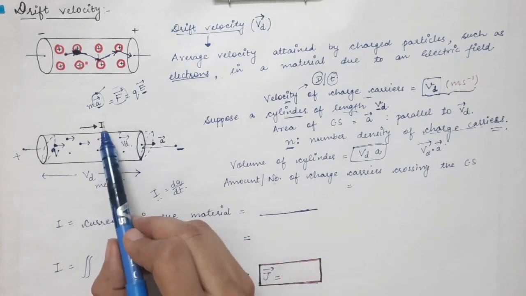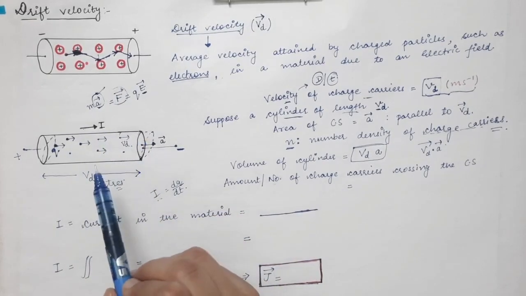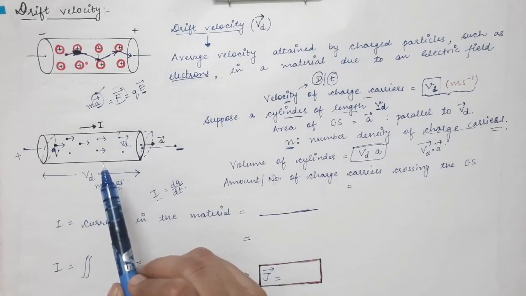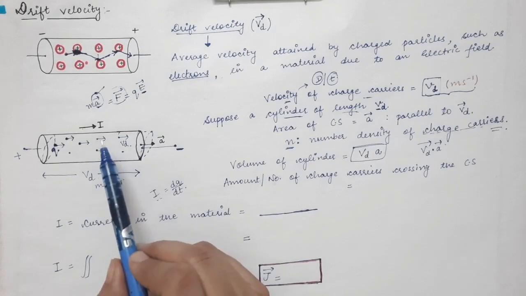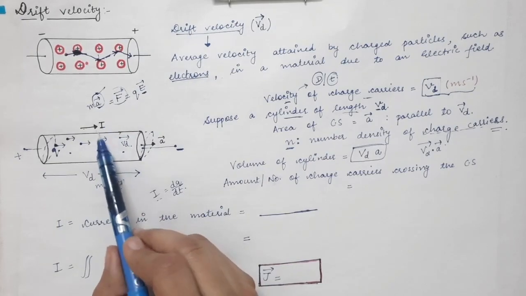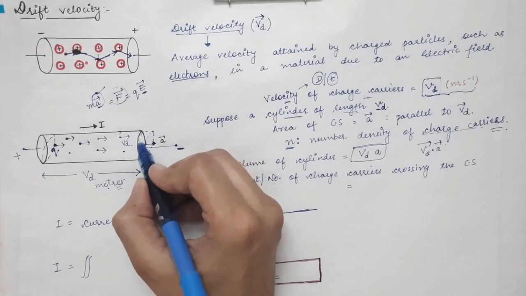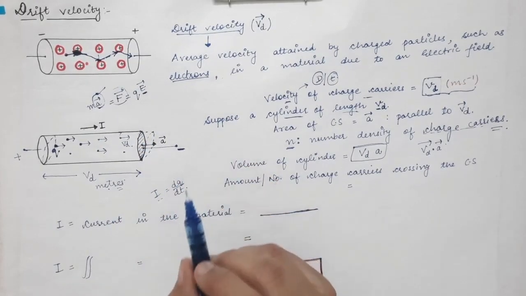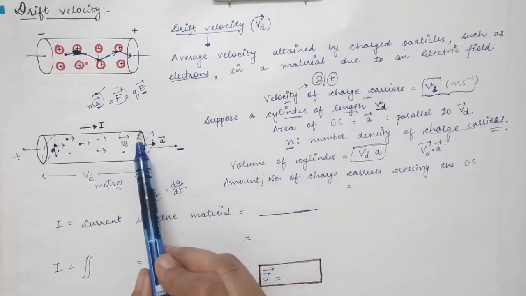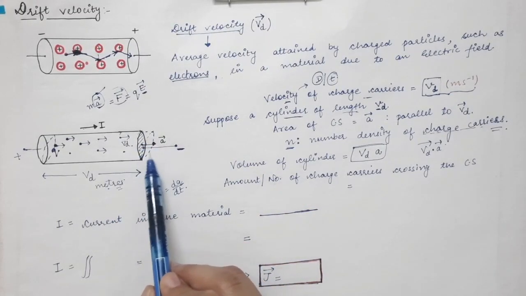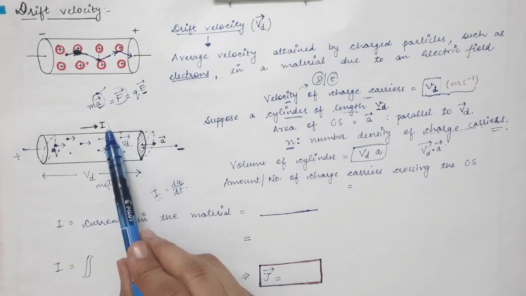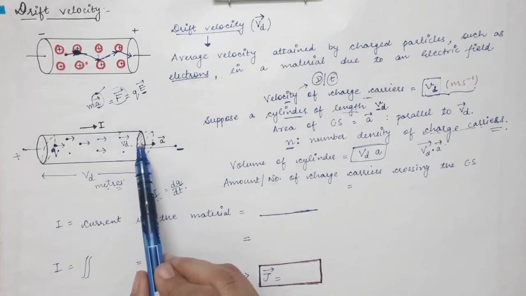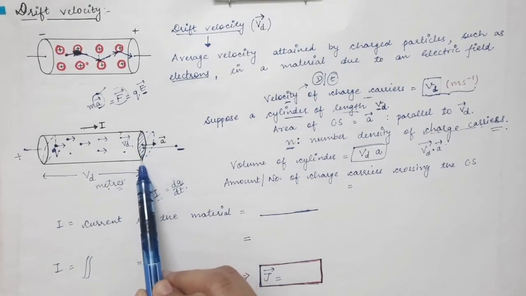So I is the current which is flowing through this conductor, that is, through the cross section of this conducting material. The amount of current through the cross section is given by capital I. So this is the cross section of this conducting material. The amount of charge which is crossing this cross section in unit time will give me the current. So my task now is to find the amount of charge which is crossing this area in unit time.